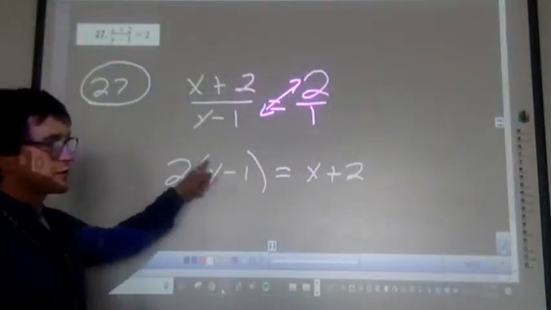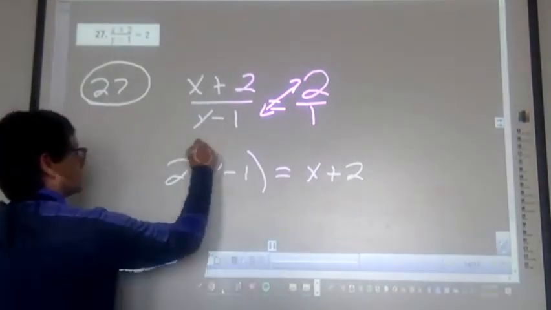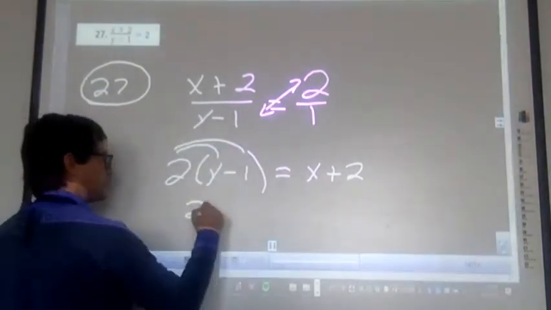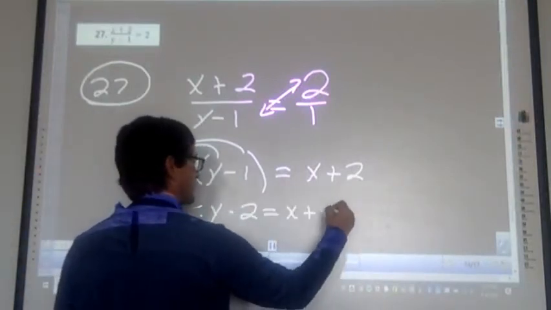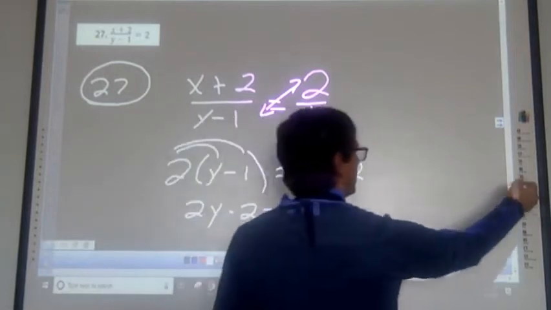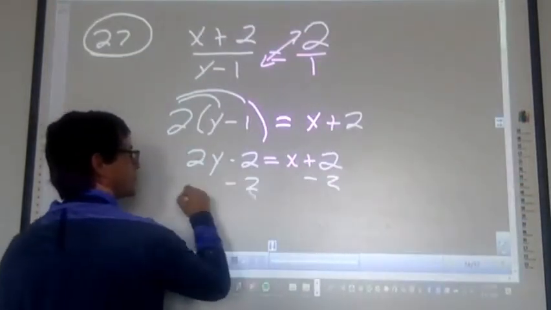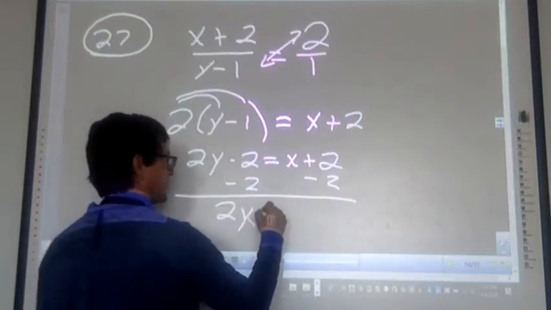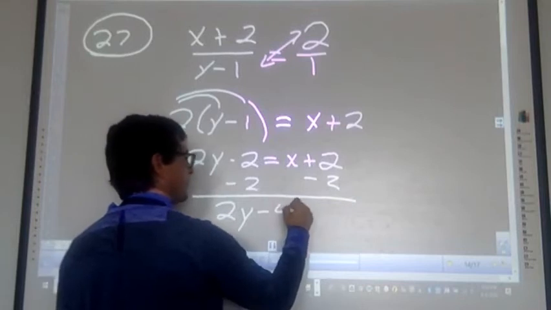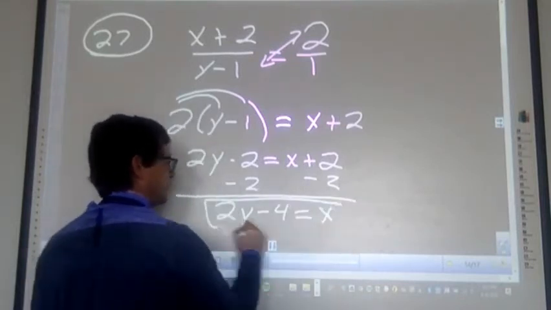So I'm going to distribute first and then subtract the 2. So we get 2y minus 2 equals x plus 2. And then last step, just subtract 2 from both sides. Or second to last step. No, that's the last step. 2y minus 4 equals x, and you're done.